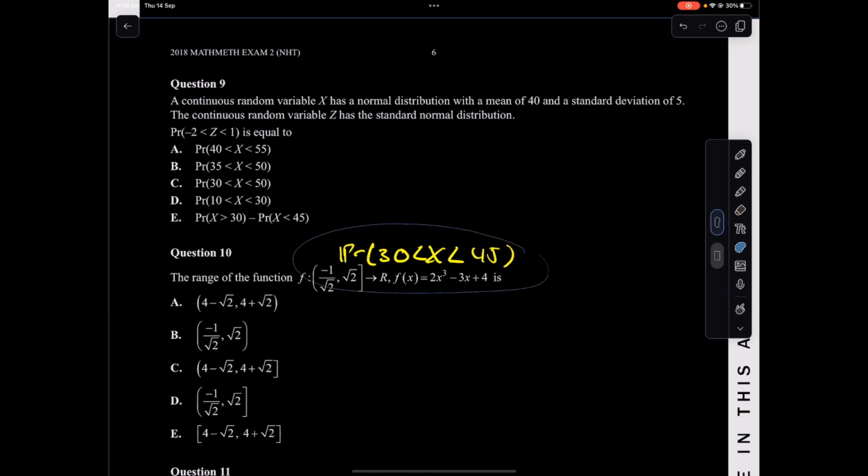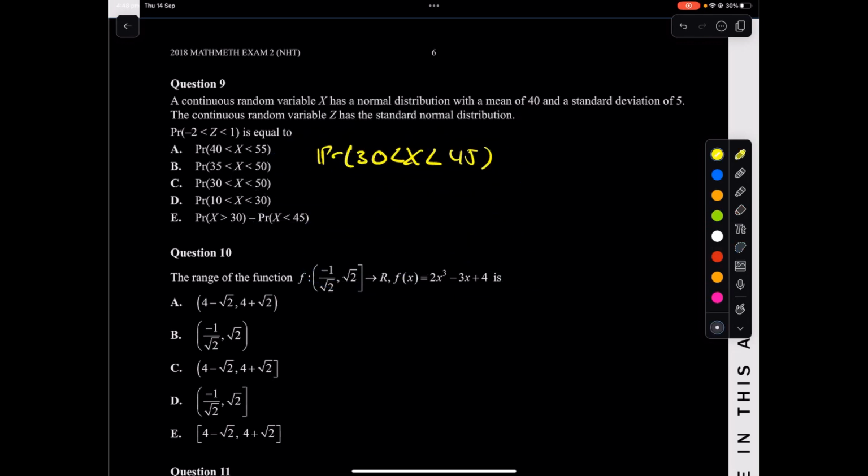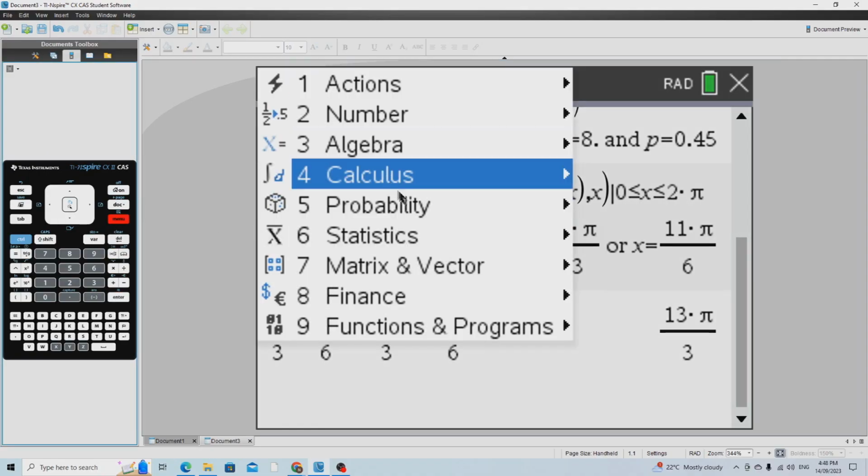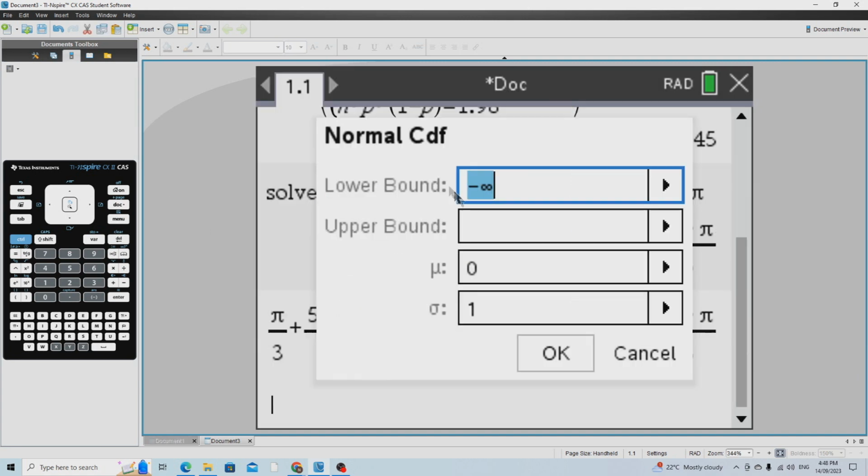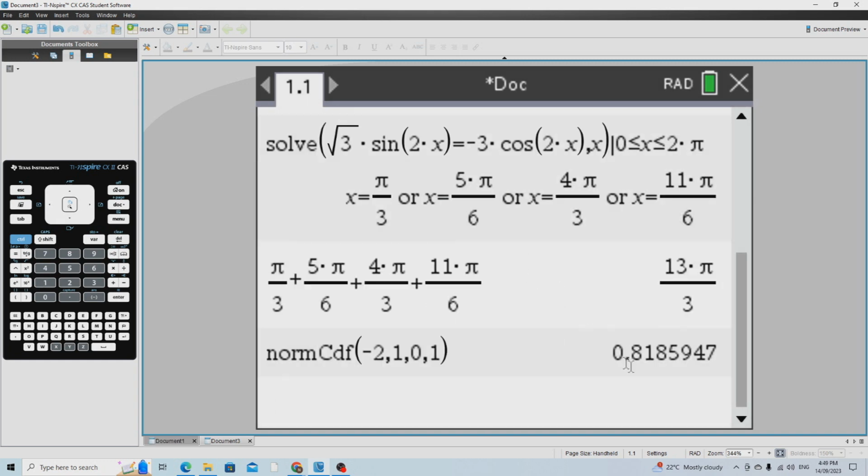Alright, let's double check. Which ones look like this? So 30 to 45? No. Okay, I think here they're trying to trick us, but I personally cannot be bothered. So what I'm going to do is just use my calculator, just to make my life easier, because none of them have this kind of notation. So I'm going to go on my calculator, go on menu, probability distributions, and normal CDF. Now I'm going to find the normal distribution for negative 2 to 1 for the standard normal, which is 0.81.